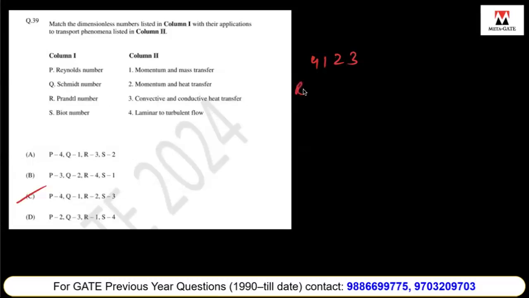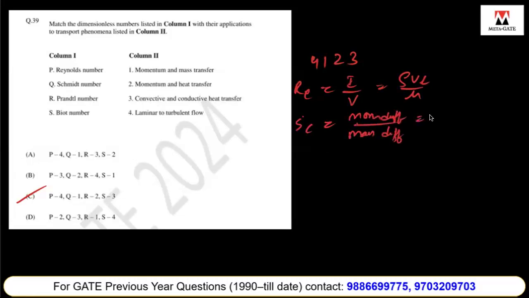Reynolds number is nothing but the inertial force by viscous force. It is rho v L by mu, and it gives the transition from laminar to turbulent flow in fluid dynamics. The Schmidt number is the ratio of momentum diffusivity to mass diffusivity, which is equal to mu by rho D_m. So it is relevant to mass transfer processes involving different fluids or mass transfer regimes.